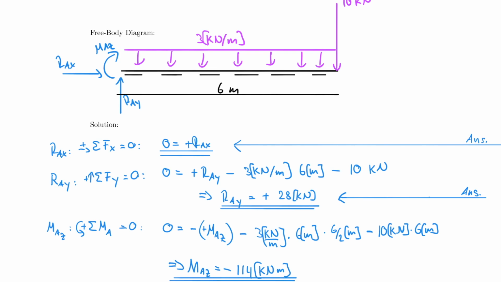So therefore, what did I assume? I assumed clockwise. So it must be counterclockwise. So let's fix that. So therefore, I have 114 kilonewton meter counterclockwise. And that is the real result here. So it deserves an answer arrow.